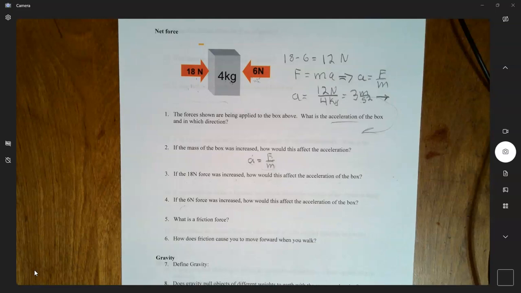Okay. What is a friction force? So a friction force is a force that opposes motion. Okay, so it's a force that opposes motion. Generally speaking, it slows things down.